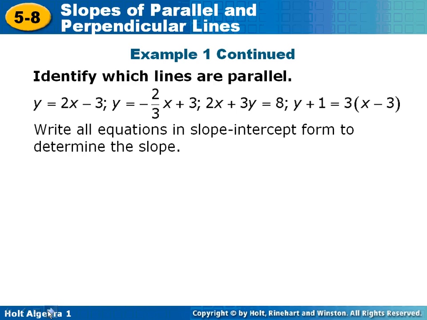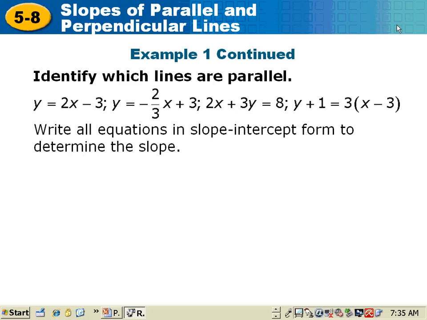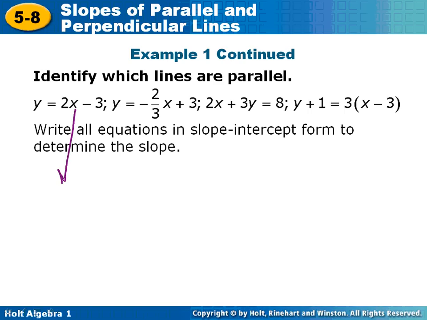We have to identify which lines are parallel. Okay, so after you've written all those down, we're going to find the slope of each one. So what is the slope of that first problem? 2. Okay, this one, can you see the slope of this one? That is -2/3. Can you see the slope of this one? 2. I can't see the slope because it's not solved for y. So I have to solve for y on this one before I can find the slope.